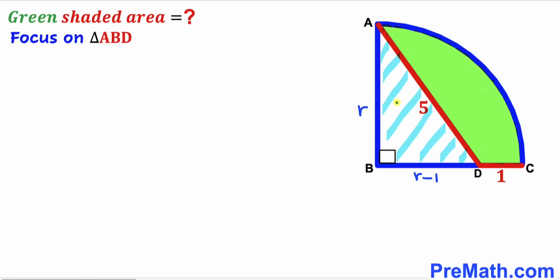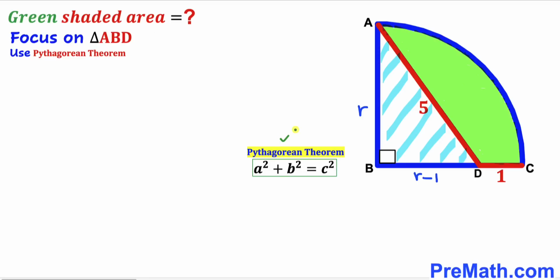Now let's focus on this right triangle ABD, and we are going to apply the Pythagorean theorem on this triangle. Here's our Pythagorean theorem, a square plus b square. In our case, our hypotenuse is 5, whereas our two other legs are lowercase r and r minus 1. Let's fill in the blanks in this formula. So we get r square plus (r minus 1) square equals 5 square.